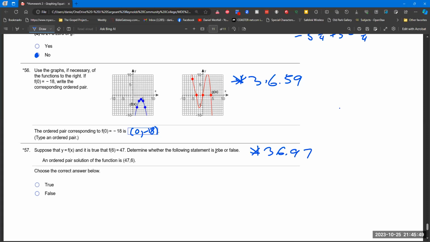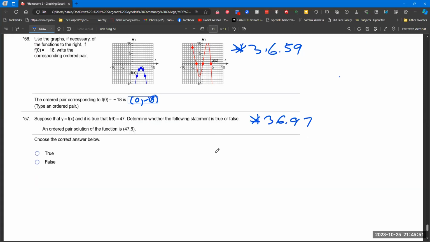Then suppose y equals f of x, and it's true that f of 6 is equal to 47. Determine whether the statement is true or false. An ordered pair solution of the function is 47, 6. That's false. The ordered pair solution should have been 6, 47.